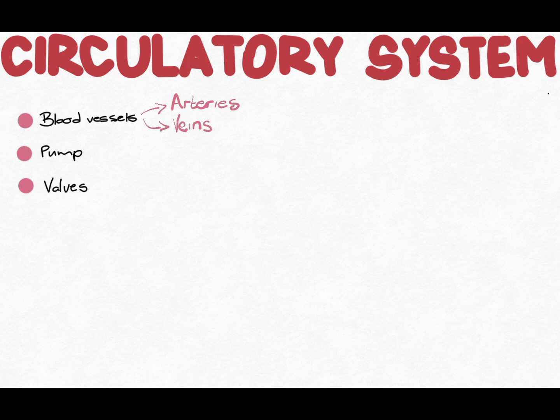Today we're going to have a look at our circulatory system and the structures that are present in our circulatory system. Now we can group the structures in our circulatory system into three main groups: our blood vessels, the pump, and our valves. Now blood vessels include arteries, veins, and capillaries. Our pump is defined as our heart, and our valves we can find in either our heart or in our veins.